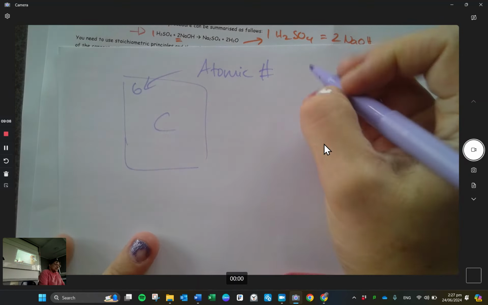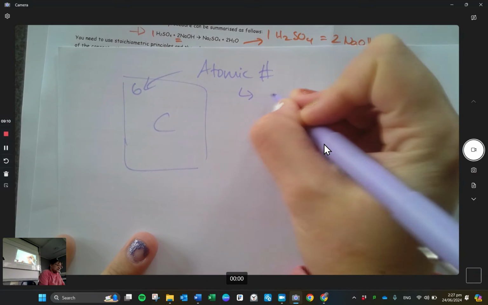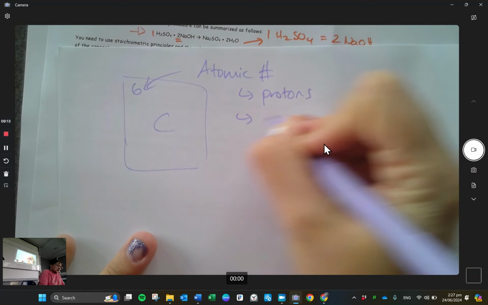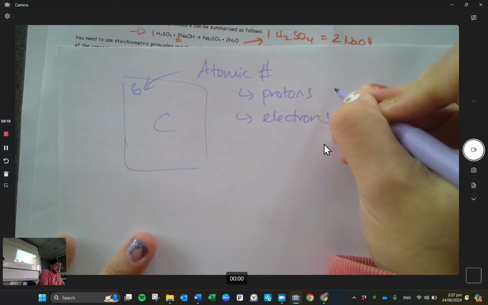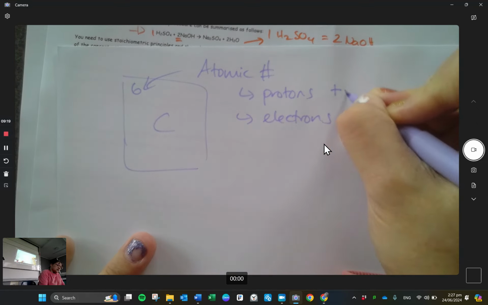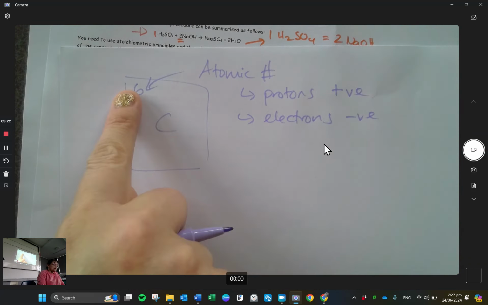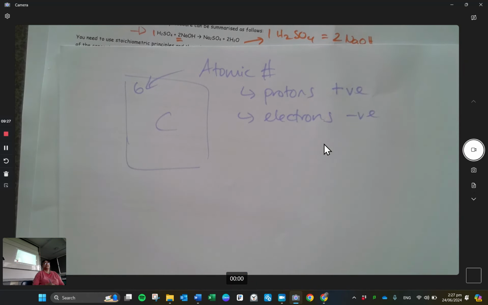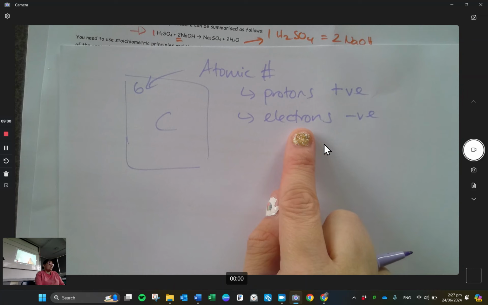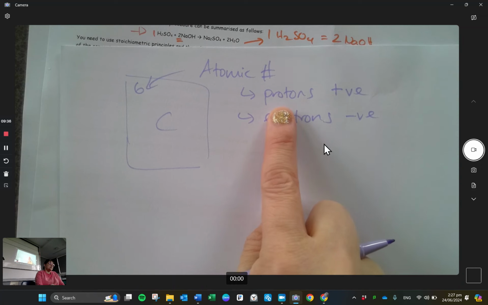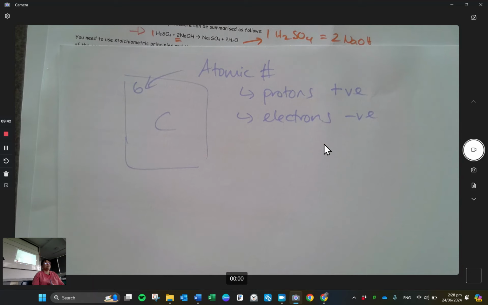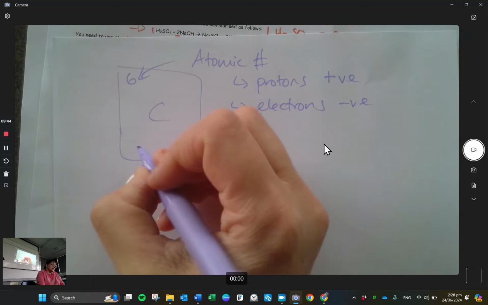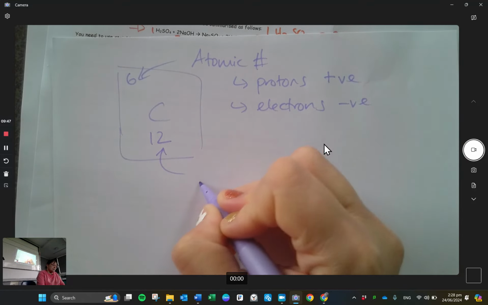Don't remember? So 6 is referring to the number of protons. It also refers to the number of electrons. Remember, protons are positively charged, electrons are negatively charged. So that 6 tells me I have 6 protons for that carbon, and I also have 6 electrons. Atoms can gain or lose electrons to form ions, and it's still the same element. Whereas if you gain or lose protons, you have changed the element, because that is unique to the element. The other thing you see on the periodic table is the bigger number, which is our atomic mass.